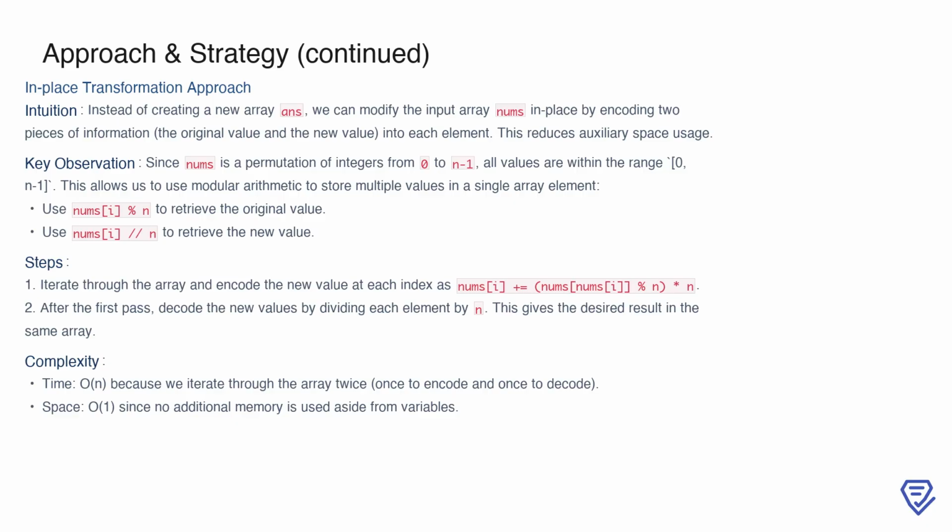The process involves two main steps. First, during the encoding phase, for each index i, we update nums[i] by adding the new value, which is nums[i] % n multiplied by n. This ensures the new value is stored without losing the original value. Then, in the decoding phase, we retrieve the new values by dividing every element by n. This approach maintains the O(n) time complexity because we iterate through the array twice, and it reduces space complexity to O(1), since no additional memory is required. However, this method modifies the input array, which might not always be acceptable depending on the context.